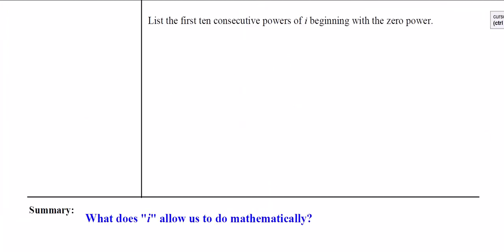For your summary, what does i allow us to do mathematically? Think back to problem 1. Think back to what the calculator can and can't do and what you can do with i.